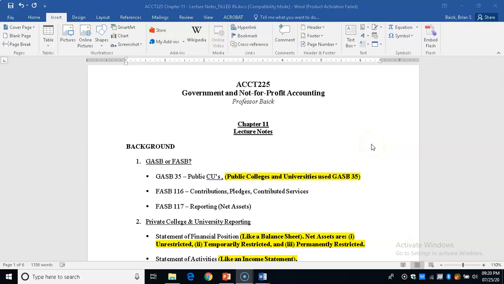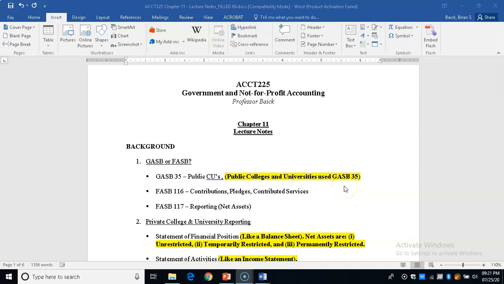Now, for the Chapter 11 notes, we're going to be going over private colleges and universities. Chapters 10 and 11 really should be part of the same chapter, because Chapter 10 talks about private not-for-profit organizations and Chapter 11 talks about private colleges and universities. The journal entries and the accounting are essentially the exact same. There's a couple of differences, but in terms of financial reporting, you're going to see the same thing, and most of the rules are going to be the same.